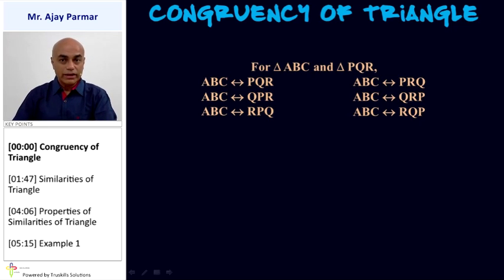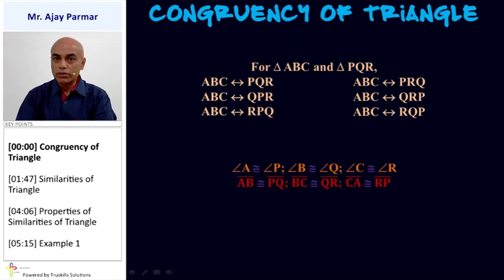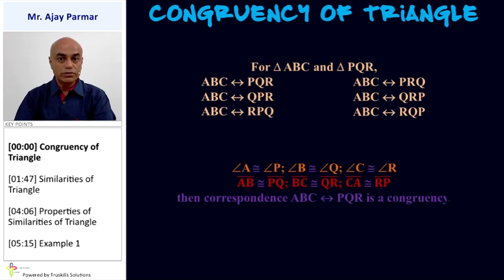So, we know that for congruency of the triangles, the corresponding angles should be congruent and the corresponding sides also should be congruent. That is, if angle A is congruent to angle P, angle B congruent to angle Q, angle C congruent to angle R, and the sides also, that is line segment AB is congruent to line segment PQ, line segment BC is congruent to line segment QR, and line segment CA is congruent to line segment RP. Then we can say that ABC corresponds to PQR is a congruency.